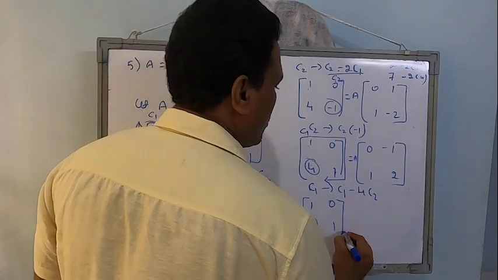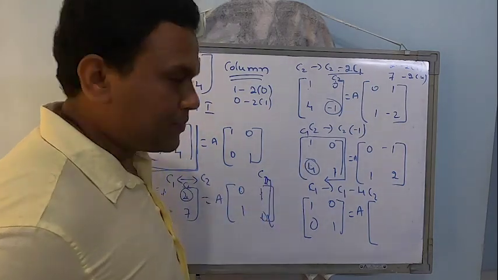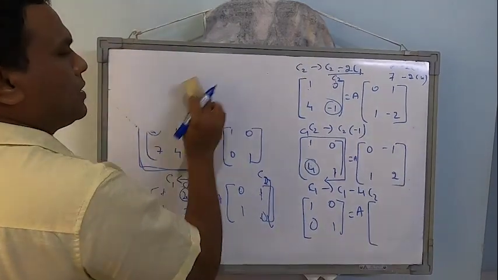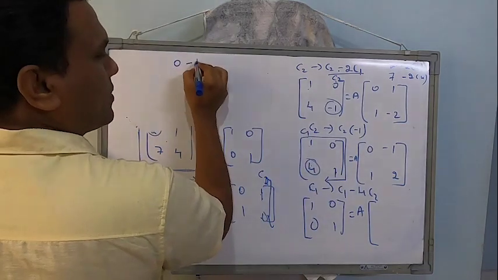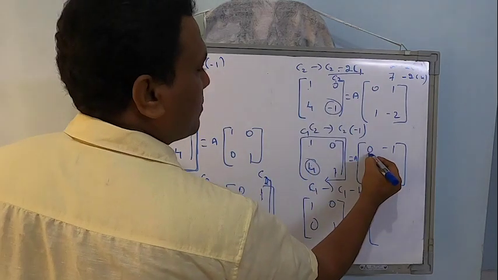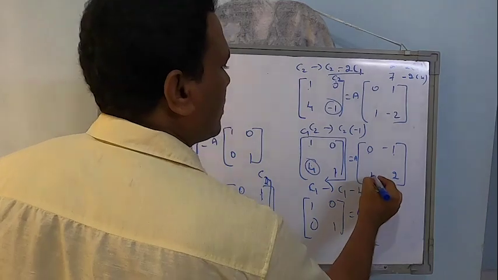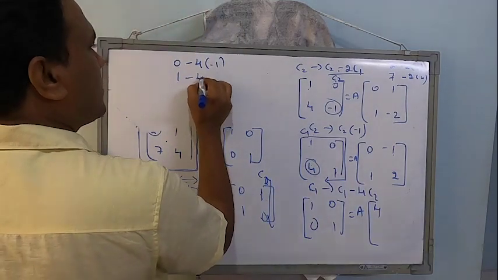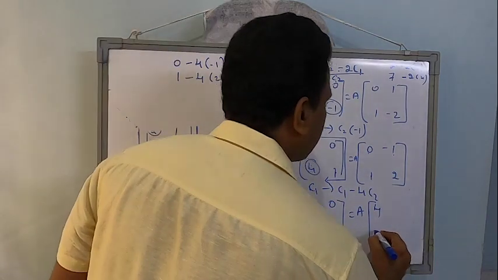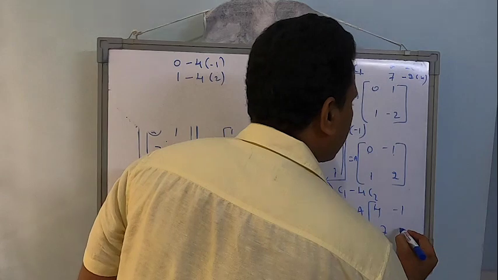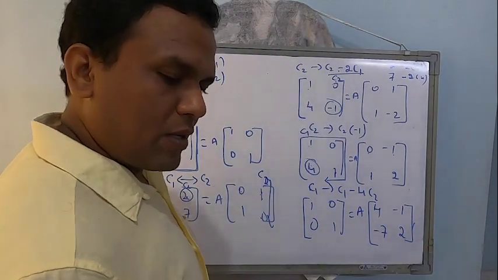0, and this will be 0 and 1. A as it is. Now perform the operation here now. So if I perform the operation for C1 here, so 0 minus 4 times minus 1. C1 multiplied by minus 4 C2, right? So on simplifying, the element is going to be 4. Do the same thing for this one now. 1 minus 4 times 2. 1 minus 4 times C2. That's going to be minus 7. That's okay? And here it is minus 1 and, right. Yeah, that's absolutely fine.